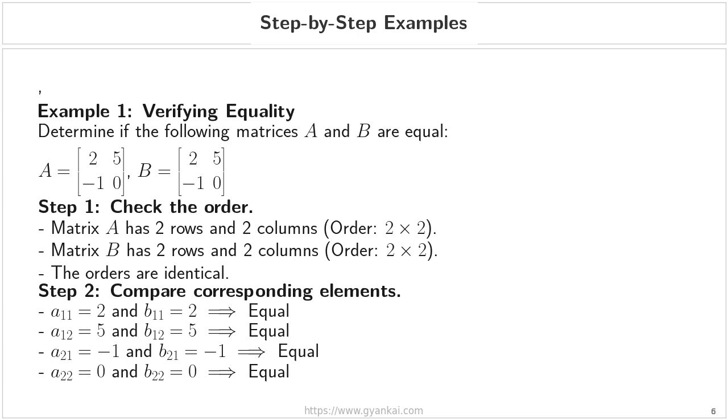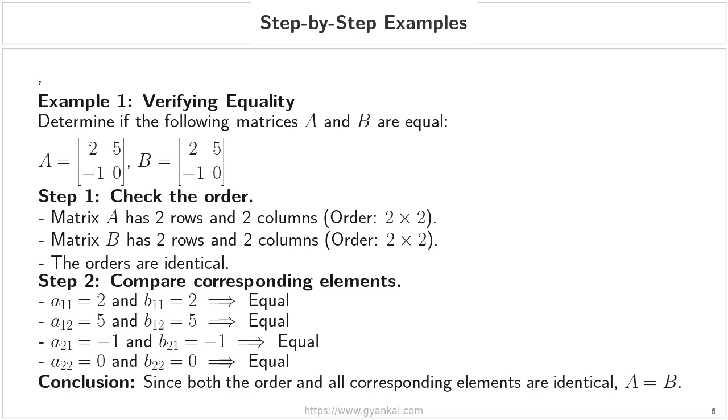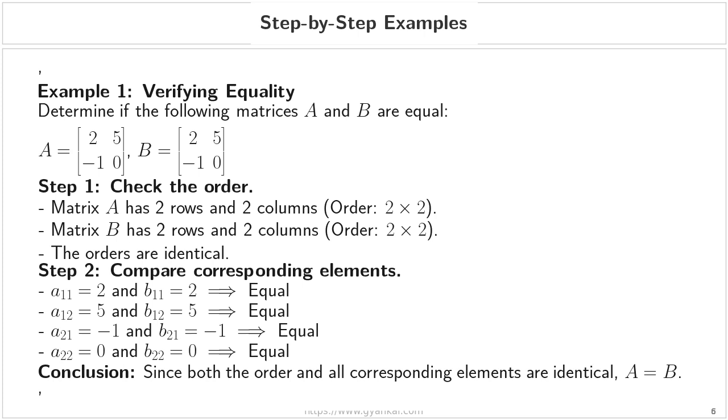As we can see, every corresponding pair is identical. Therefore, our conclusion is that, since both the order and all corresponding elements are exactly the same, matrix A is equal to matrix B. Now that we have mastered simple verification, in the next slide, we will explore how to use this logic to solve for unknown variables, which is a very common application in your grade 12 curriculum.